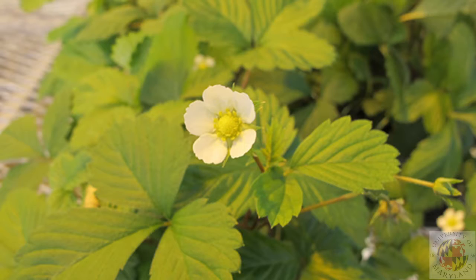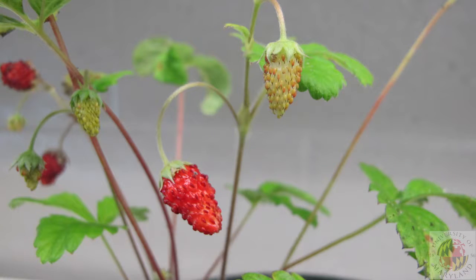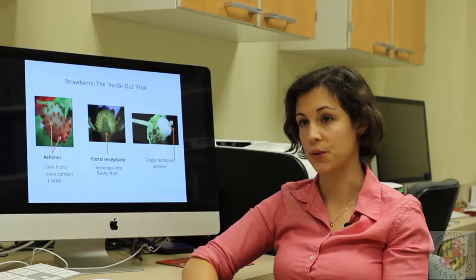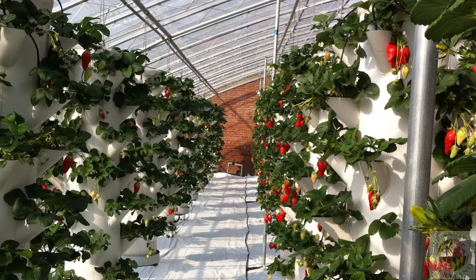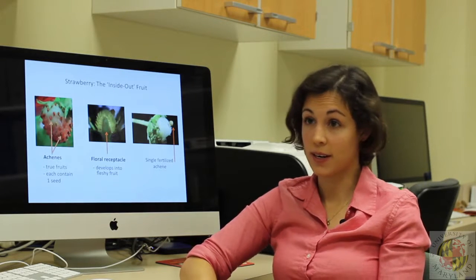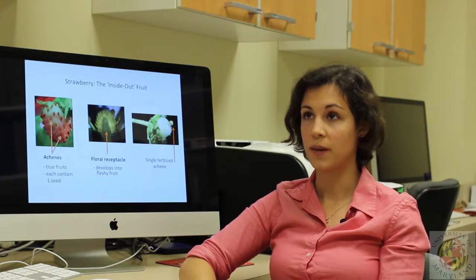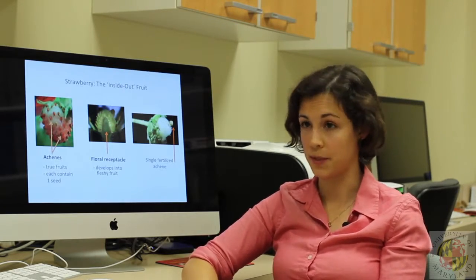Fragaria vesca is a diploid variety, so that means it has 2 copies of every chromosome, versus the strawberry you would buy in the grocery store, which is Fragaria ananassa, and that is an octoploid and has 8 copies of every chromosome. So it's much more difficult to do any sort of genetics work on an octoploid because you would have to, for example, knock out a gene 8 different times versus only 2 times in the diploid.